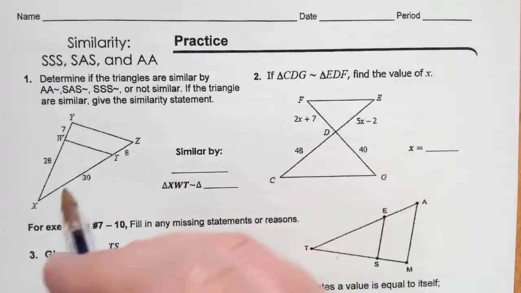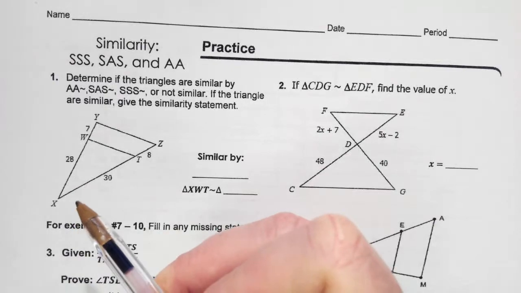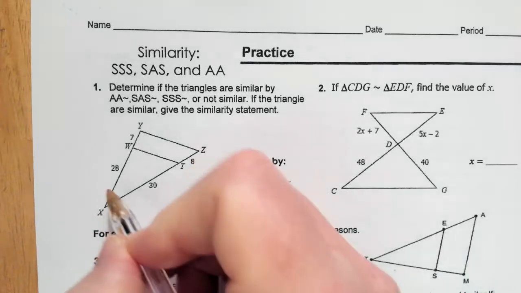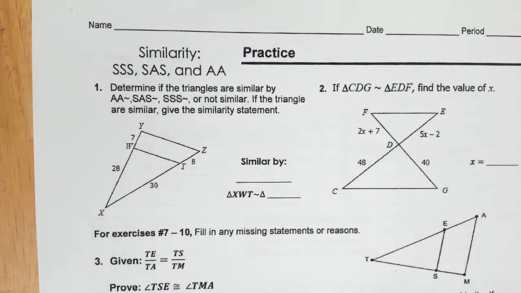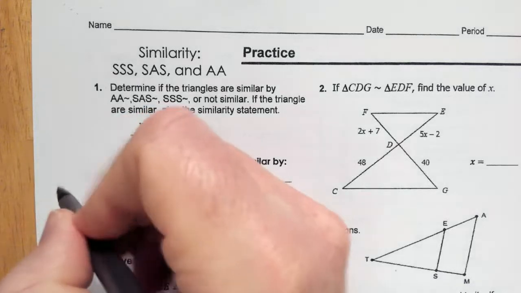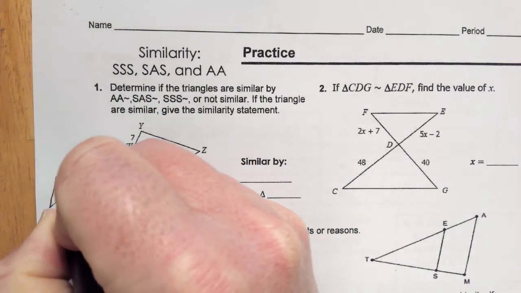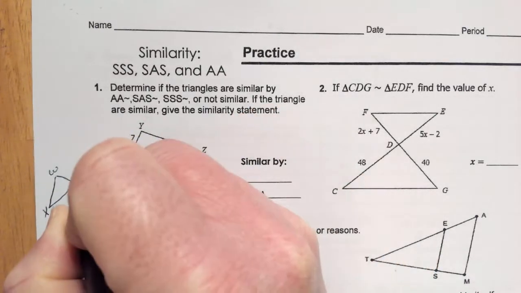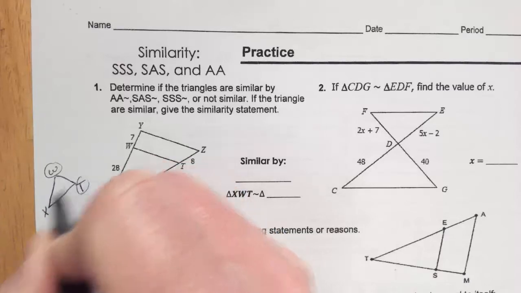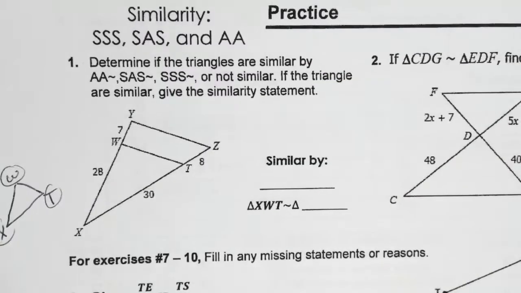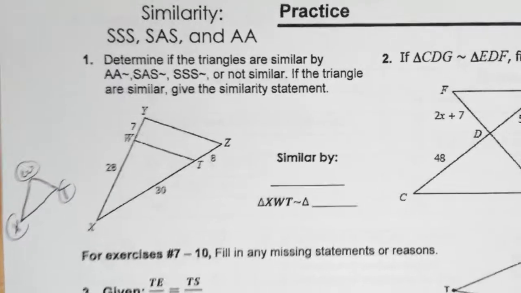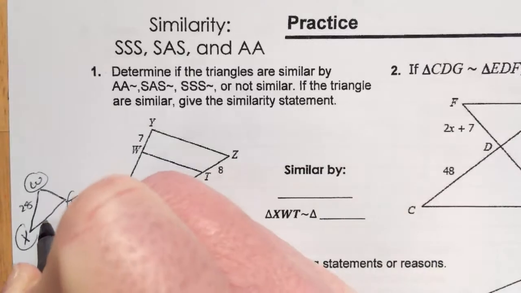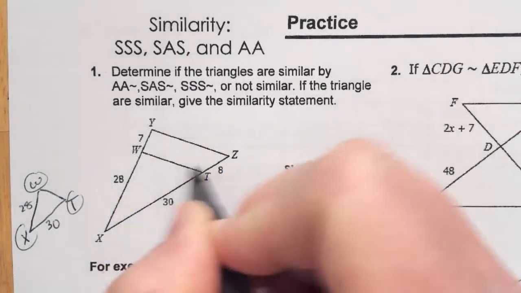Okay, so right here, what do we have? What I suggest you do is separate the 2 triangles. That will really help you figure out what's going on. So the smaller triangle, where this is X, this is W, and this is T. I'll zoom in just a little bit for you. And where this is 28, this is 30, and we don't know what the third side is.